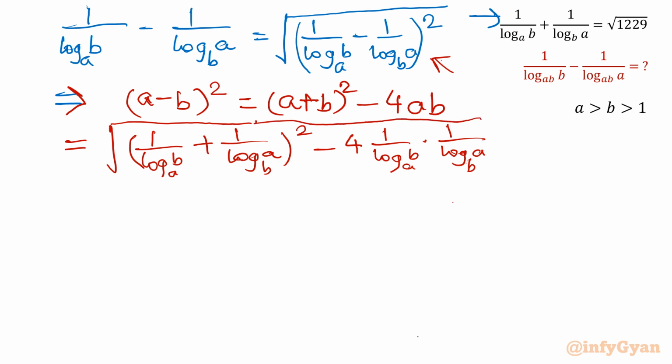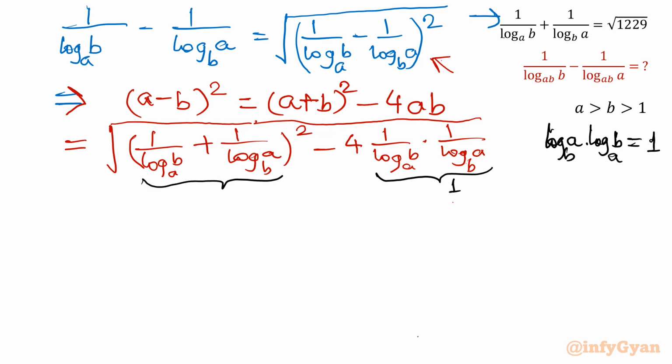Done. Now I will use again one property which states that log a base b times log b base a will always be 1. Once you write log a base b as log a over log b, and log b base a as log b over log a, both cross terms get cancelled out. We will get 1. So this value is 1, and this value is given in the problem. See, it is given.